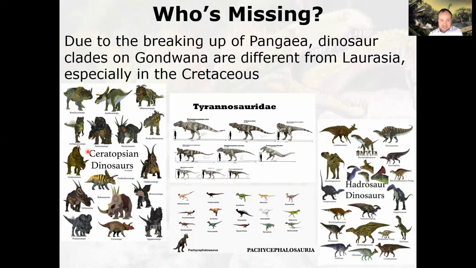We don't have the big ceratopsian herbivores. We don't have the big hadrosaur herbivores. We don't have the smaller pachycephalosaur herbivores. And so the sauropods just sort of remain the dominant herbivores. And again, this is all due to plate tectonics. The dinosaurs evolved differently to different environments at different times on different continents.